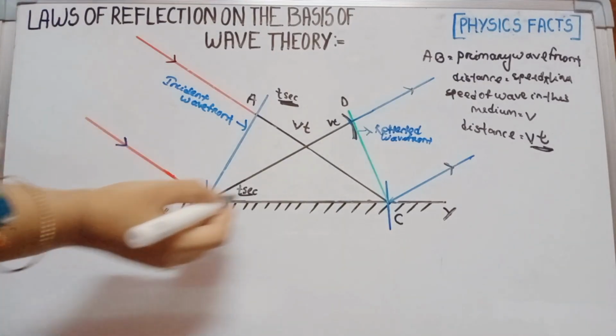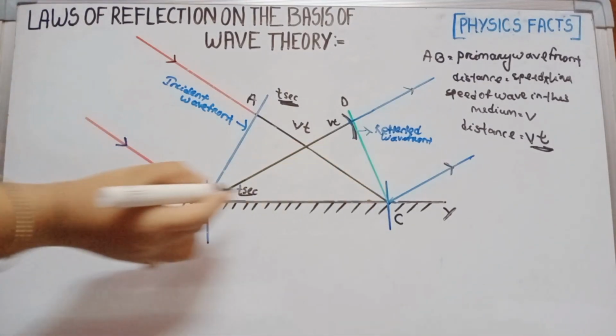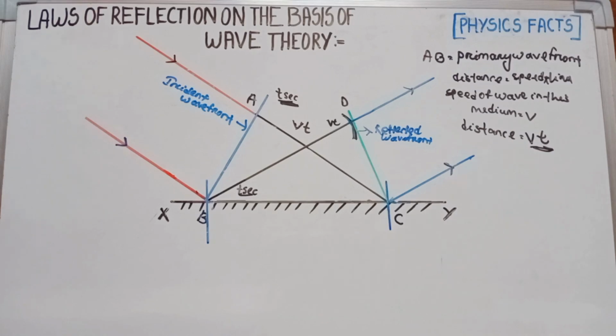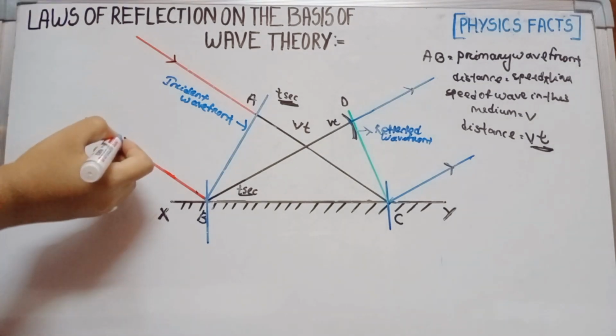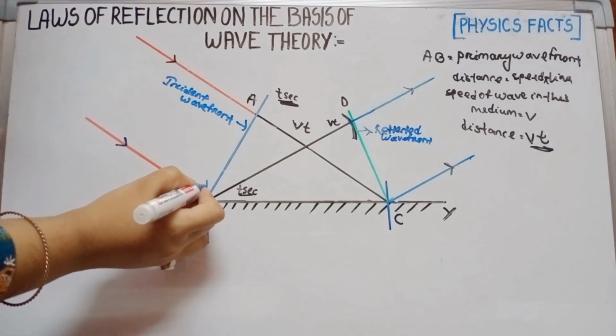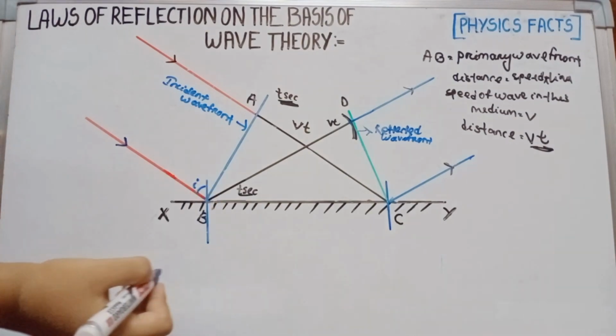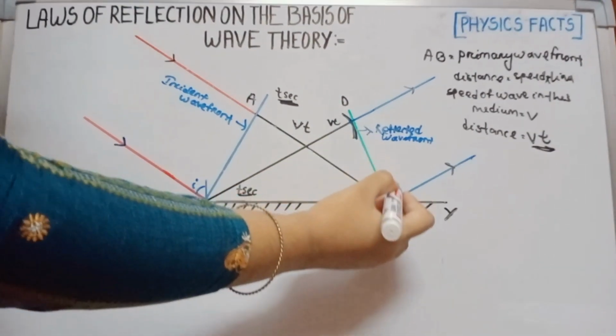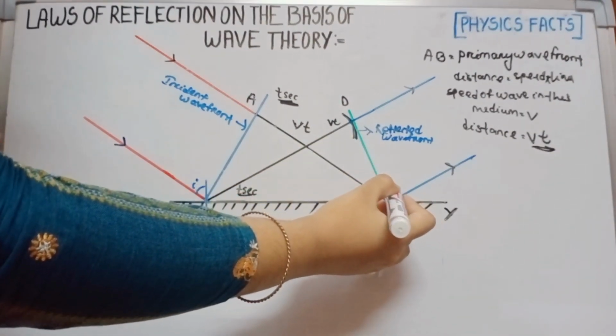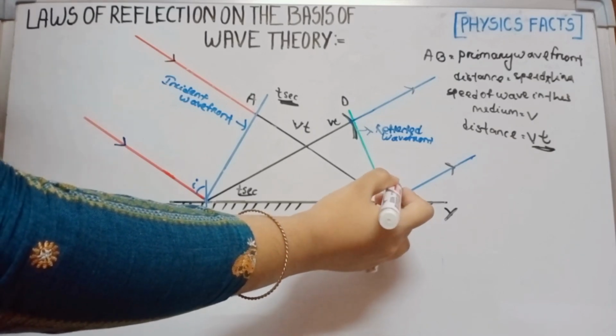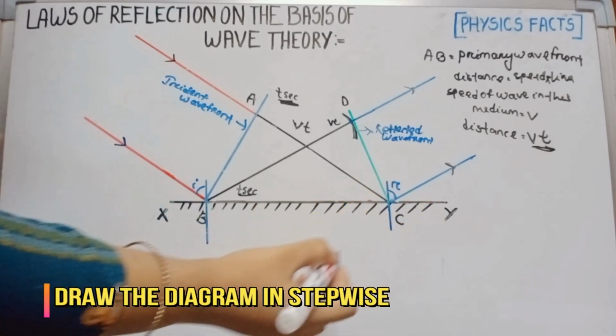At point B and at point C, we draw the normal. Now, students, we already know that the angle between the incident ray and the normal is called the angle of incidence. And the angle between the reflected ray and the normal is called the angle of reflection.